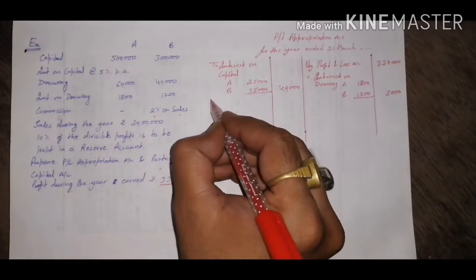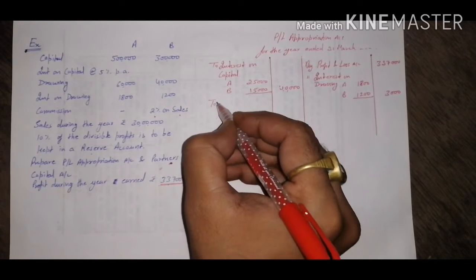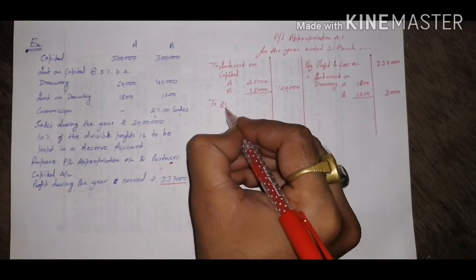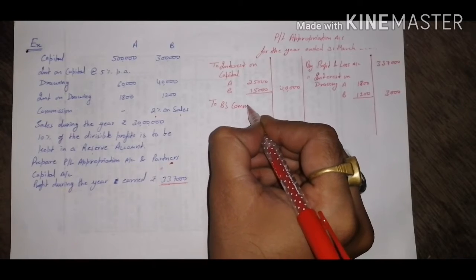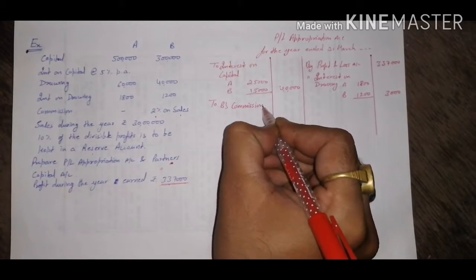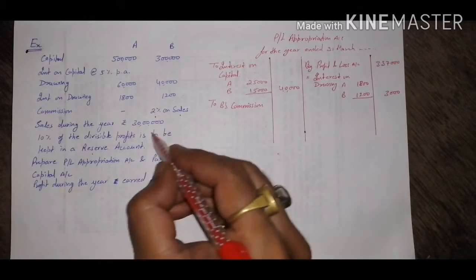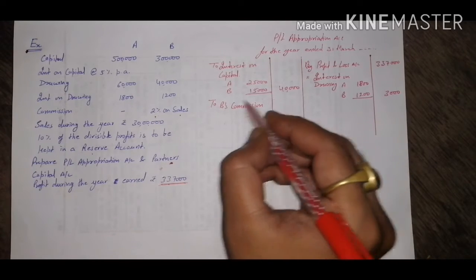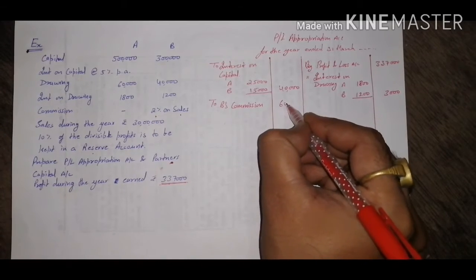Commission provided to B is recorded on the debit side as B's commission. The amount is 2% on sales of 30 lakh, which is 60,000.